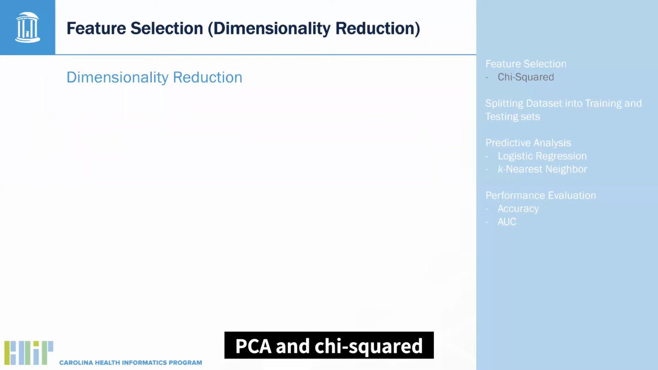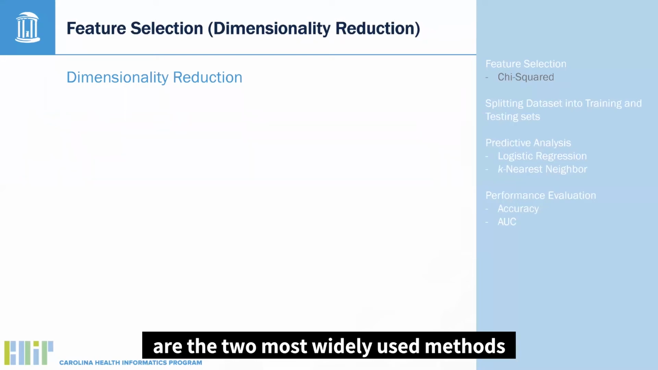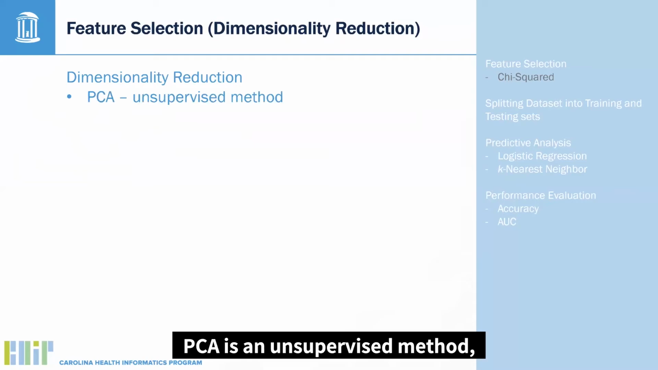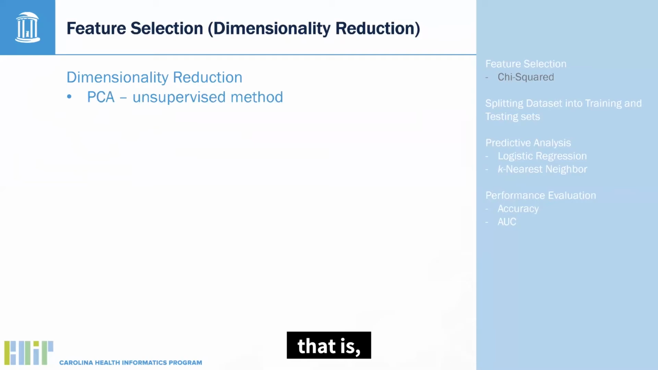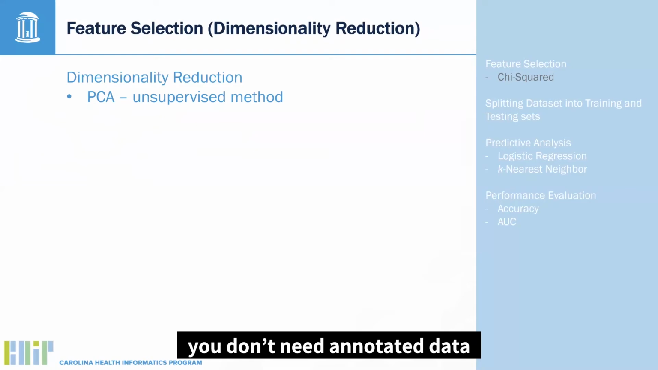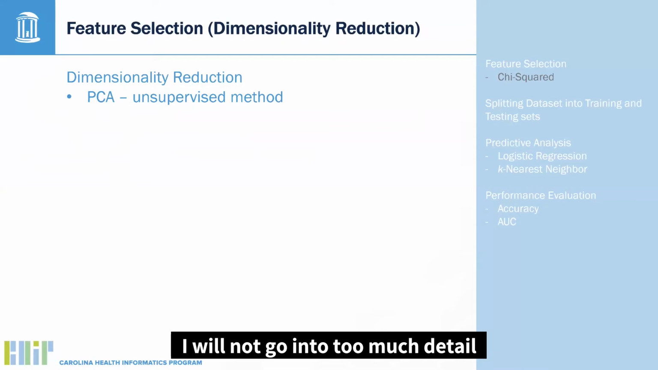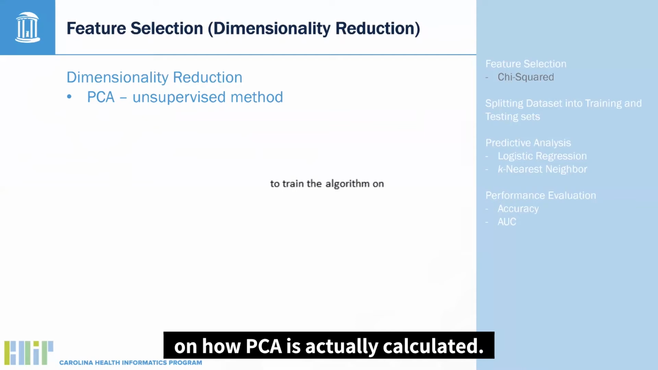PCA and chi-squared are the two most widely used methods for dimensionality reduction. PCA is an unsupervised method, that is, you don't need annotated data to train the algorithm on how to decide which feature is important. I will not go into too much detail on how PCA is actually calculated.